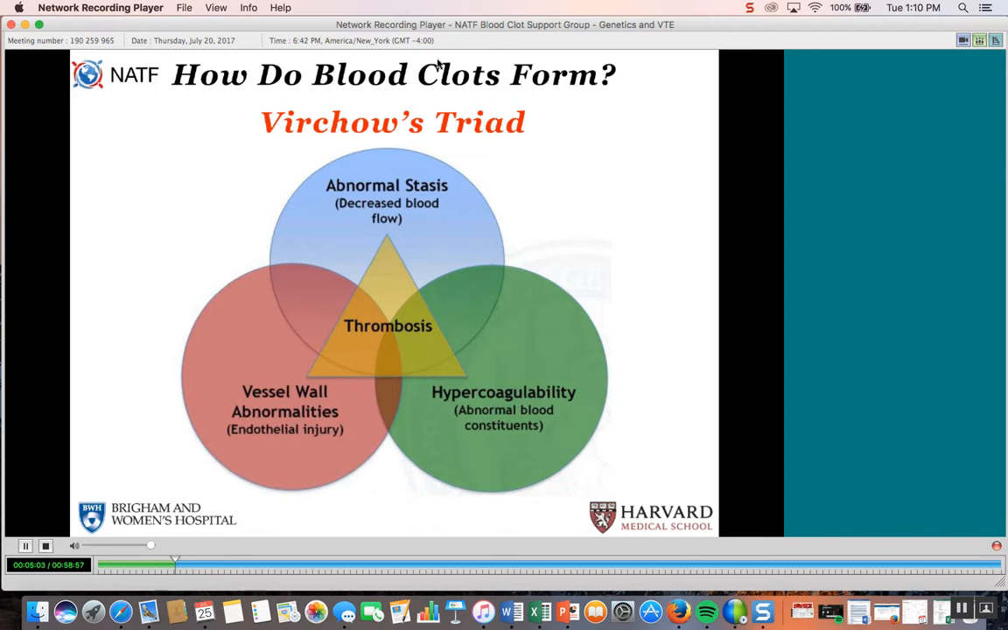Then, on the right side, with the green circle, there is hypercoagulability, the abnormal blood constituents. This is what we're going to talk about today. And then there is the blue circle that says abnormal stasis, meaning decreased blood flow. That's why we tell our patients, if you are on a plane or immobilized in bed, you have a higher risk of clots. You have to move around. So these three elements that Virchow identified over 160 years ago are still valid. And those are the three elements that we have to keep in mind.